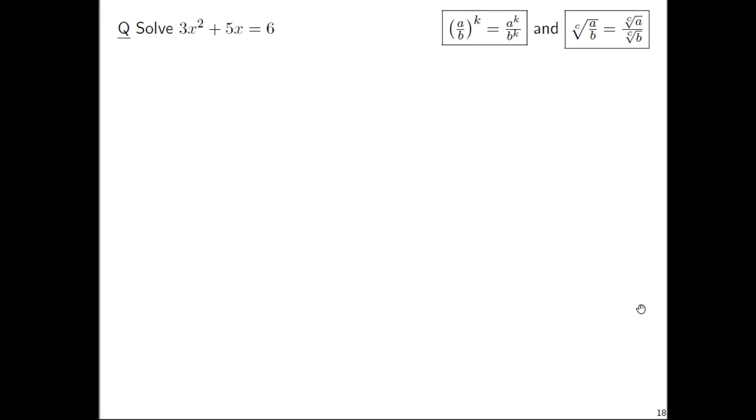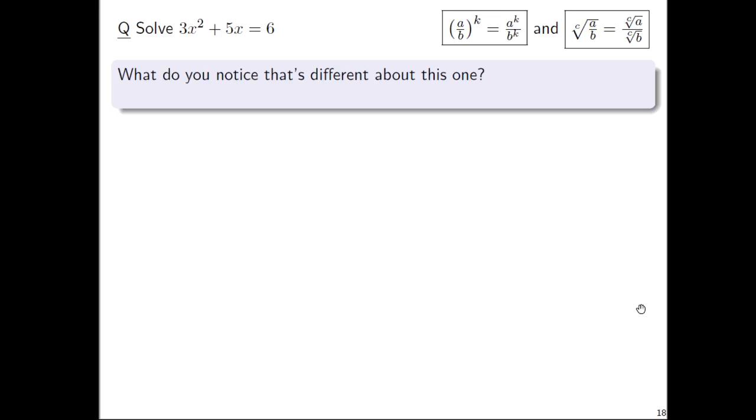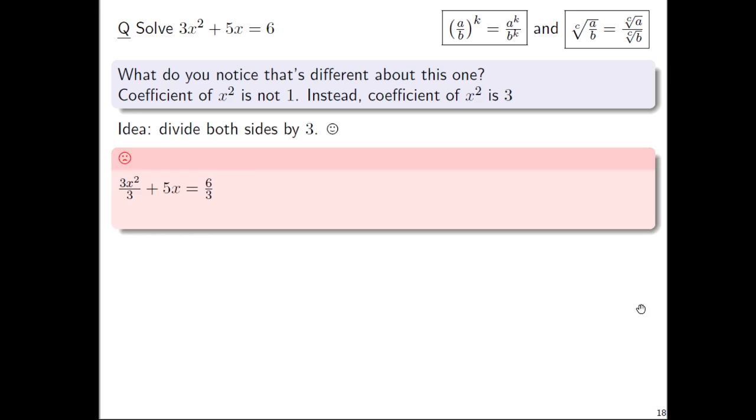Let's solve 3x squared plus 5x equals 6. So the thing to notice that's different about this one is there's a number other than 1 in front of x squared. Now that number in front of x squared is 3, and it's called the coefficient. Again, it's the quadratic coefficient. So the idea would be to divide both sides by 3, because we'd like to get rid of that 3 in front of the x squared.